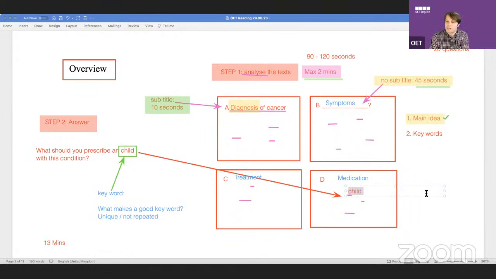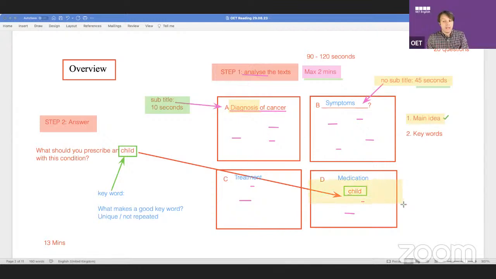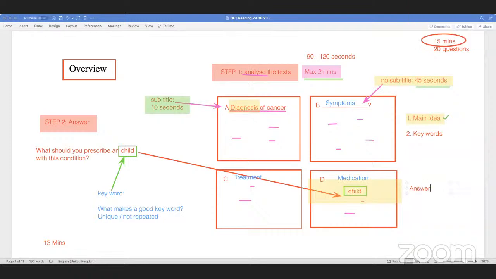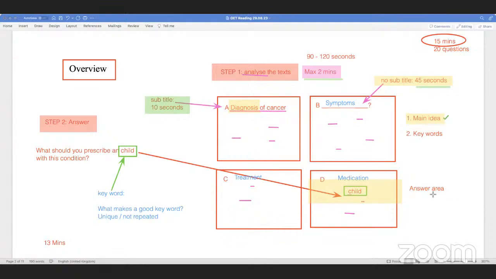When I find my keyword in the text, what do I need to do next? Anyone? What should I do? Category. We go for category. For example, with this condition, this will tell me the answer of area. What does area mean, everyone? Category. Area. The region, the place, right?